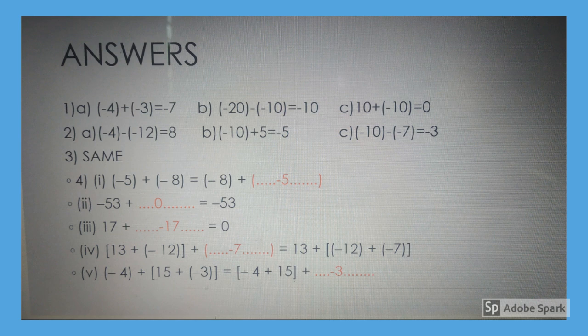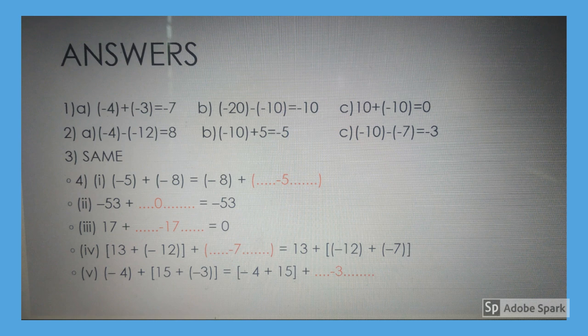Okay, so the answer can be -4 minus -12, which is equal to 8. For B1, write a negative integer and a positive integer whose sum is -5. So we can write -10 plus 5, which is equal to -5. And for C1, I have written -10 minus -7, which is equal to -3.